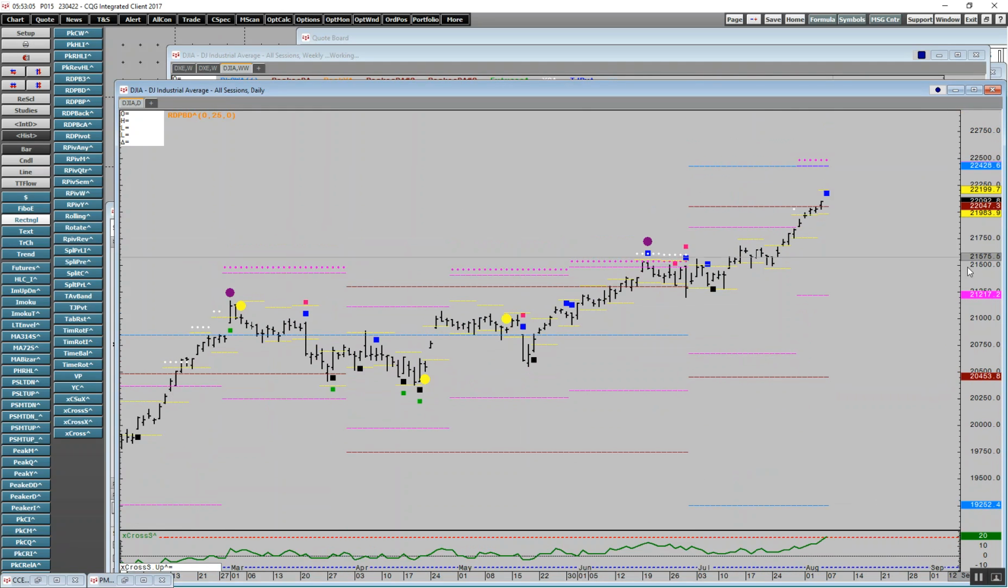Looking at the range deviation pivots, we've now hit our quarterly target at 22,047. The next stop this week is 22,200, and then 22,428 above.